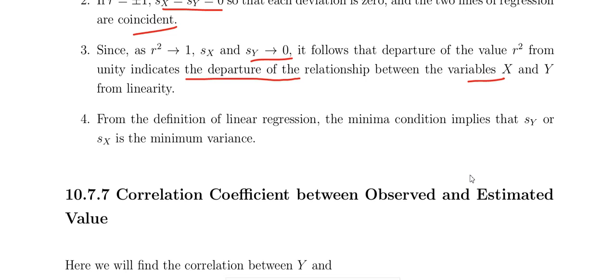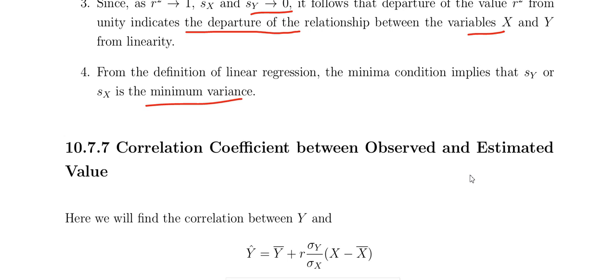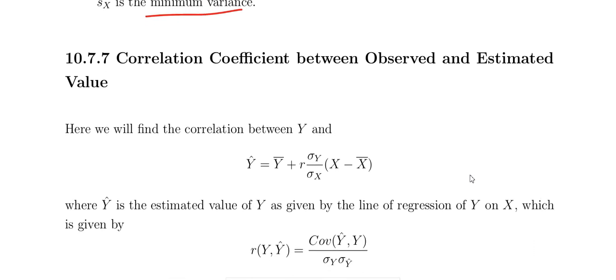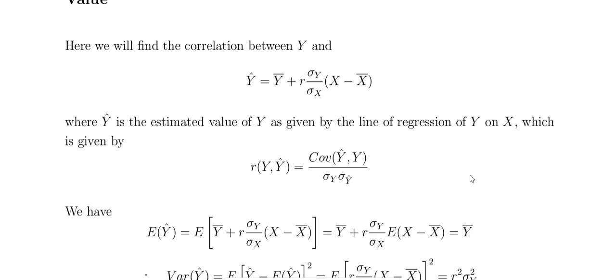So the definition of linear regression, the minima condition, implies that sy or syx is minimum variance, and the correlation coefficient between the observed and the estimated value, that is the correlation coefficient between y and y cap. The y cap means y bar plus r into sigma y by sigma x into x minus x bar. Y cap is the estimated value of y.